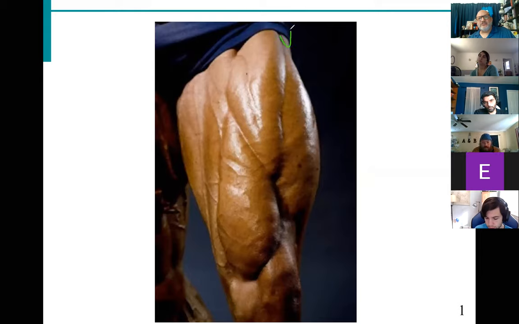So again, neither of these pictures would be the kind of pictures I'd use on the exam. But I'm sure if you do a web search of bodybuilder pictures, make sure you have your child security thing on when you're doing that. And you can see some nice examples of that.